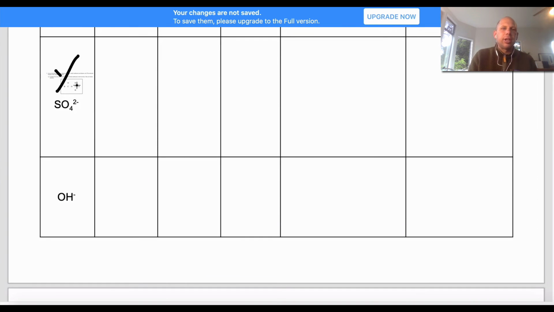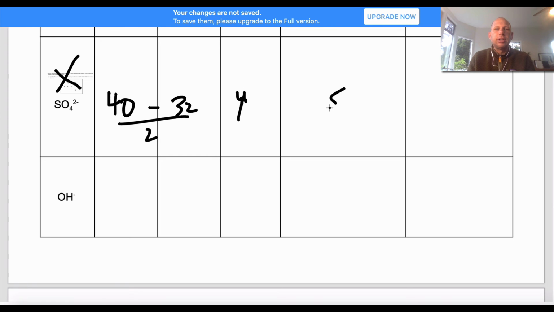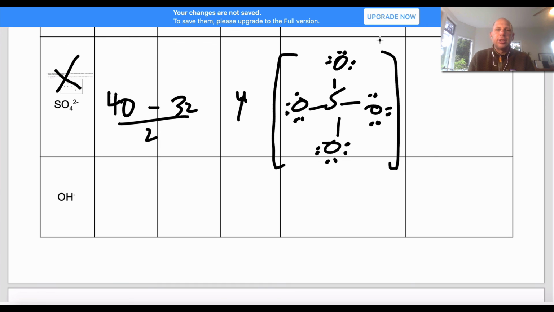Okay, sulfate. So again, that's 8 times 5. All right, so 8 times 5 is 40 minus what they have. So again, we have 5. They all have 6, so that's 30 plus 2. So 32 divided by 2. That's going to be 4 bonds, and this is the sulfate polyatomic ion. Everybody here has what they need. And it's a polyatomic ion. Got to put it in parentheses, minus 2.